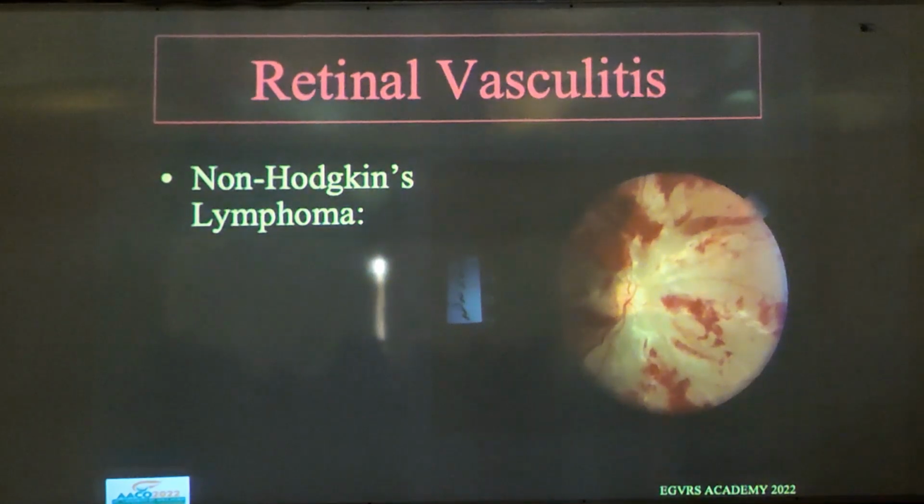Non-Hodgkin's lymphoma, these patients again can develop retinal vasculitis as part of the domain of the systemic problems of non-Hodgkin's lymphoma.